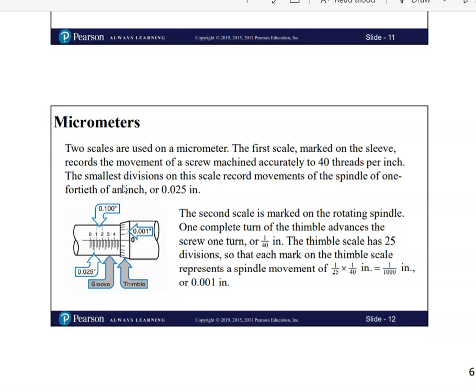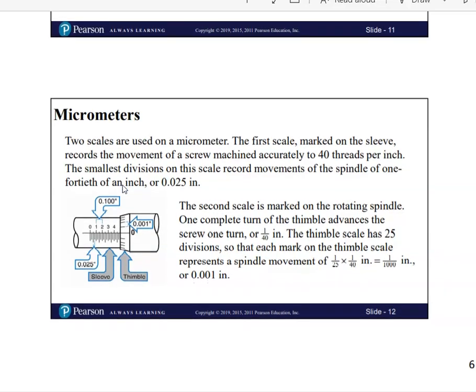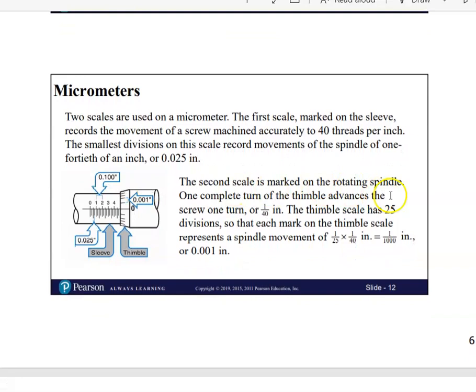The first scale, marked on the sleeve, records the movement of a screw machined accurately to 40 threads per inch. The smallest divisions on the scale record movements of the spindle of 1/40th of an inch, or 0.025, or 25 thousandths. The second scale is marked on the rotating thimble. One complete turn on the thimble advances the screw one turn, or 1/40th of an inch. The thimble scale has 25 divisions, so each mark on the thimble scale represents a spindle movement of 1/25th times 1/40th, which is 1/1000th of an inch.